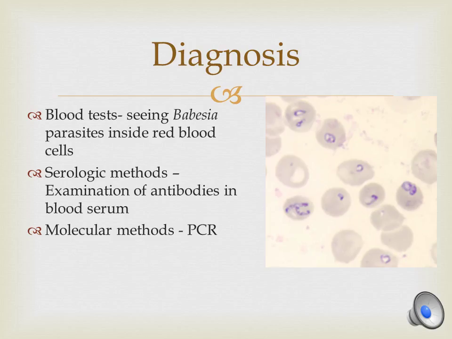To diagnose for babesiosis, blood tests can be used to see Babesia parasites inside red blood cells. Also, serologic and molecular methods can be used, which include the examination of antibodies in blood serum and polymerase chain reaction.